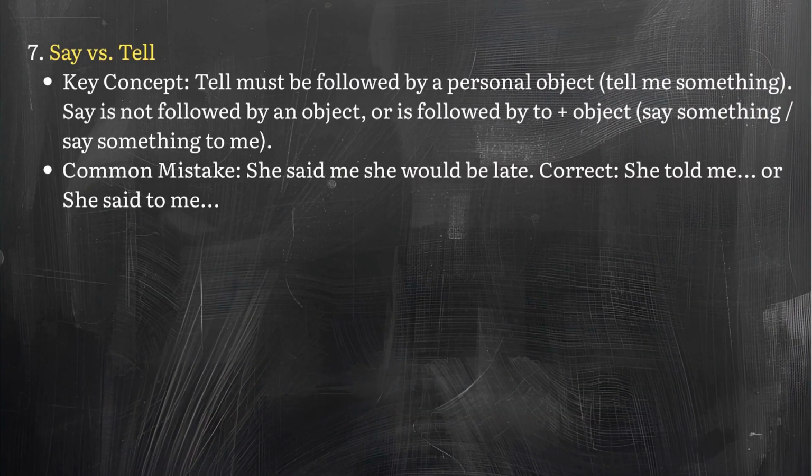The verbs say and tell are often confused. Remember that tell must always be followed by the person you are telling, as in, tell me a story. The verb say does not take a direct person, you say something, or say something to someone.